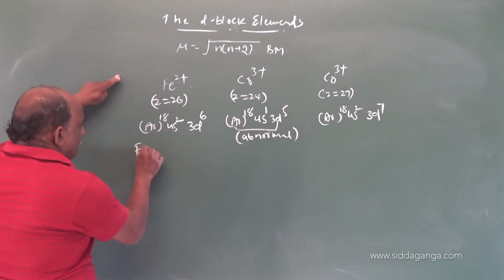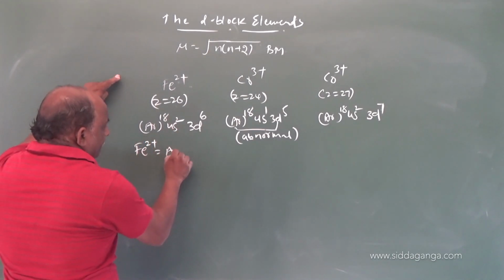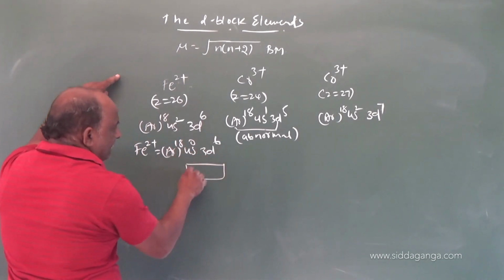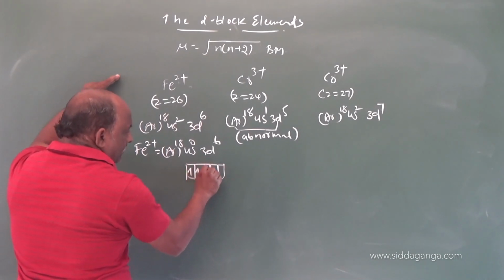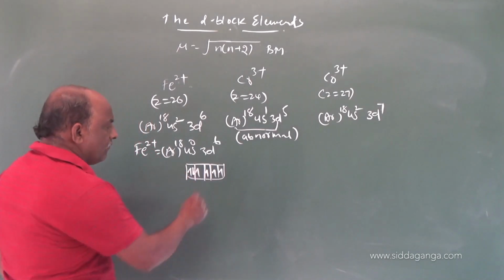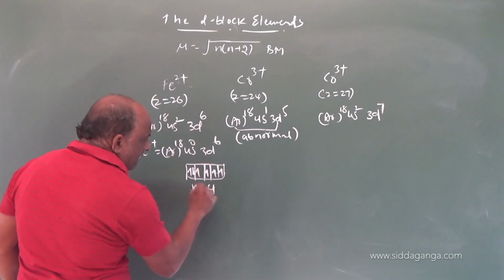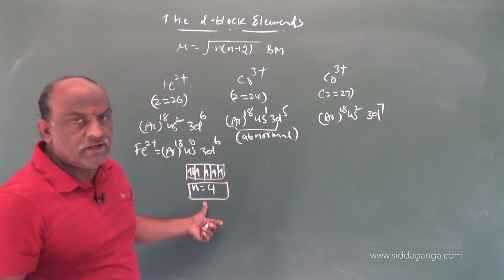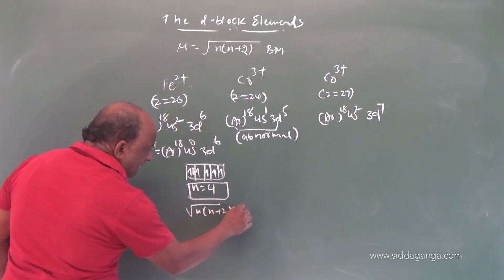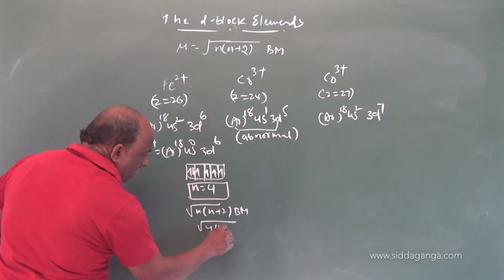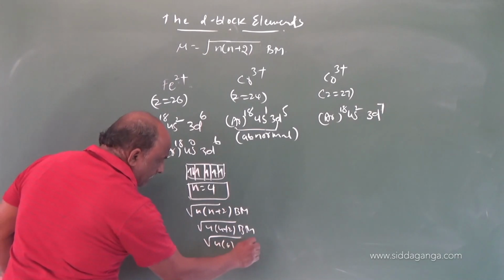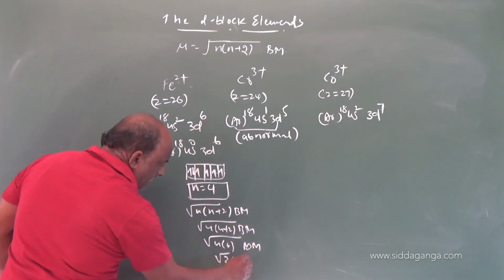So what is the Fe2+ configuration? Argon 18, 4s0, 3d6. Expand this 3d6: 1, 2, 3, 4, 5, 6. How many unpaired electrons are present in 3d6? 4 unpaired electrons are present. So n value is 4. What is the formula? Root over n into n plus 2. Root over 4 into 4 plus 2, then root over 4 into 6, then we get root 24.